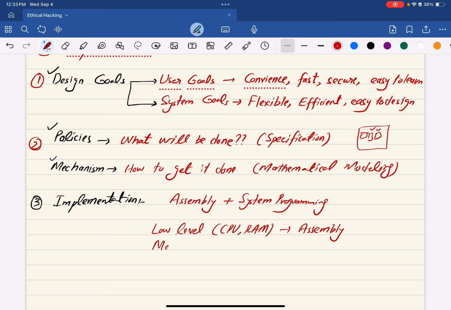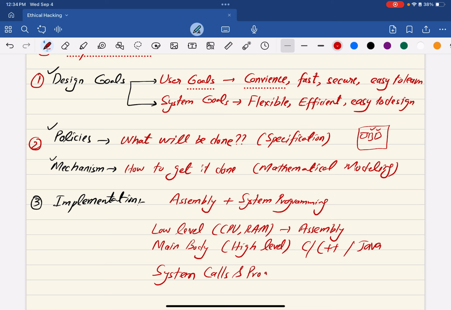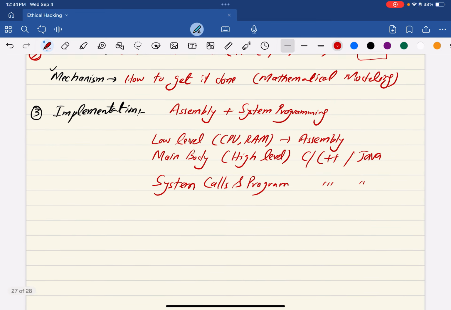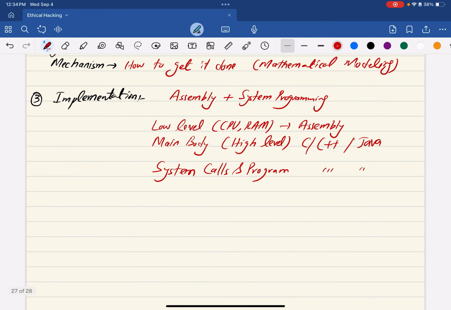So the main body of operating system is typically designed in a high-level programming language. High-level programming language means, for example, C, C++, Java, C#, and system calls and programs are also designed in high-level programming languages. All right. And again, as I mentioned earlier, these high-level programming languages are easy to configure, easy to code, but they are slow because they have to be converted into low-level programming language in order to interact with the hardware.